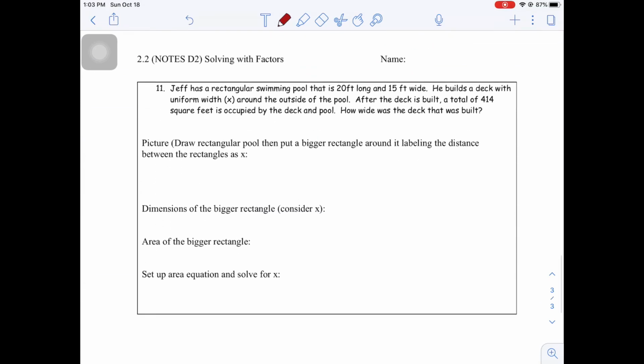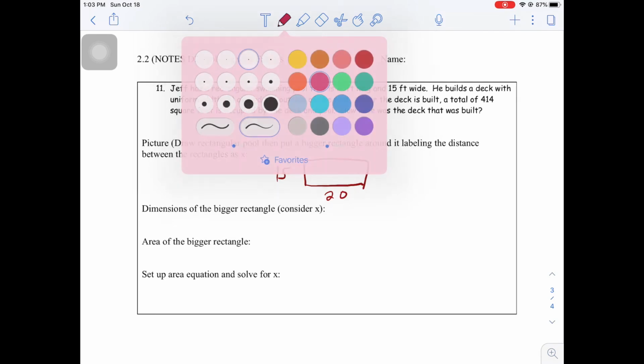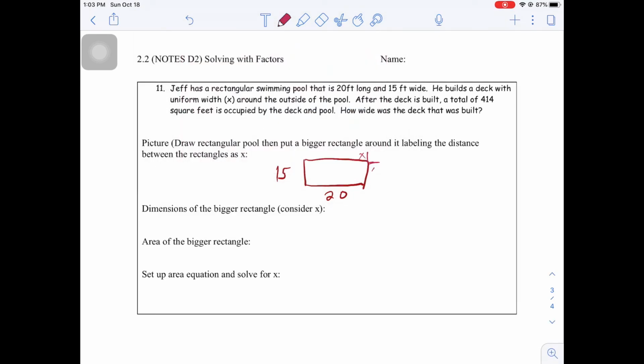All right, last question here. Jeff has a rectangular swimming pool that is 20 feet long and 15 feet wide. He builds a deck with a uniform width x around the outside of the pool. So this time we have a pool, we go 15 here, we're going 20 here. He wants a uniform deck around the outside of length x, right? So this should look exactly like our last question, and it should work very similar to our last question, right?